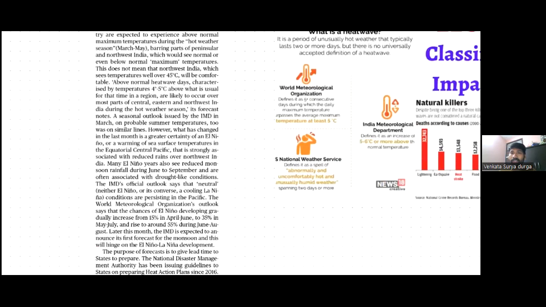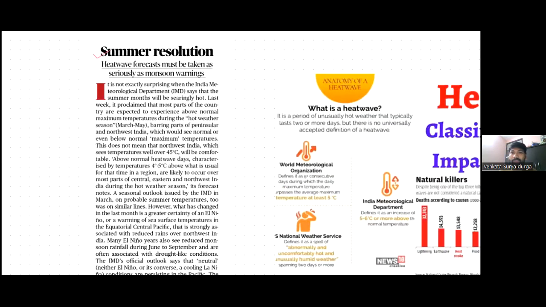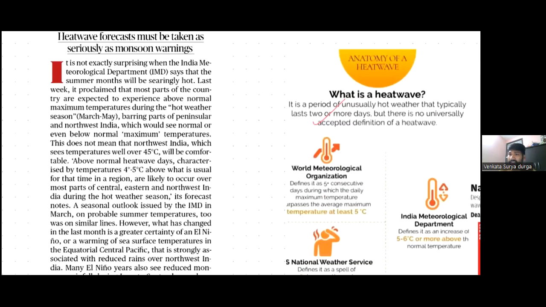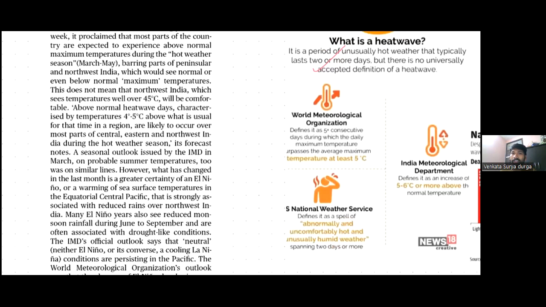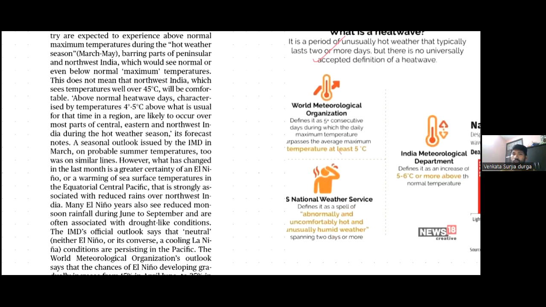So what is a heat wave? Here it is given. This is a period of unusually hot weather, right? So hot extreme weather that typically lasts for 2 or more days. But remember, there is no universally accepted definition for heat wave. This is just a hot and extreme weather condition that prevails for a period of 2 or more days. So the World Meteorological Organization gives the following definition.